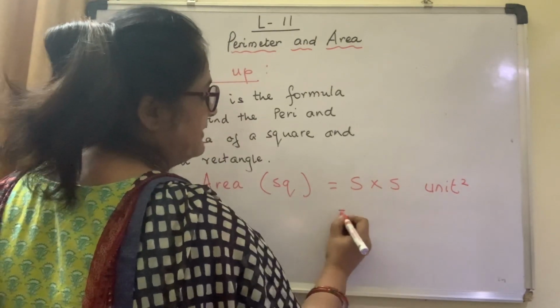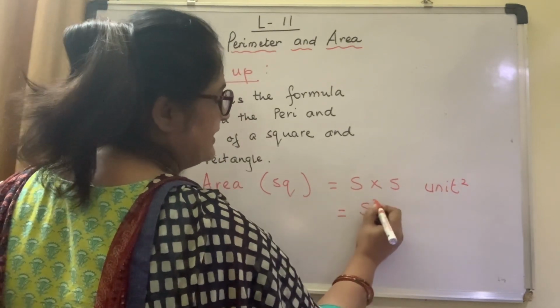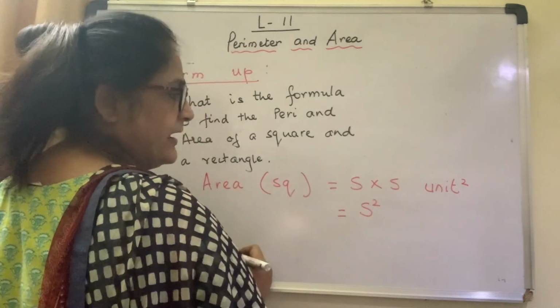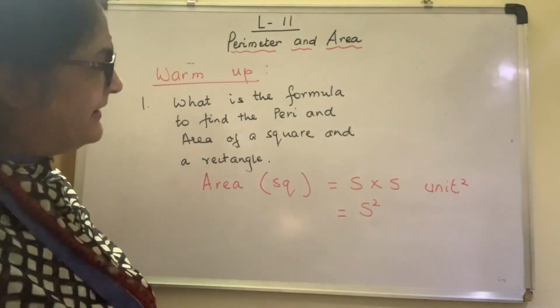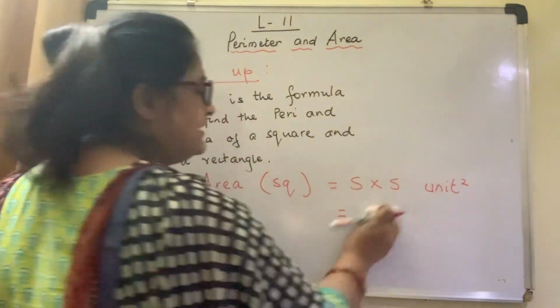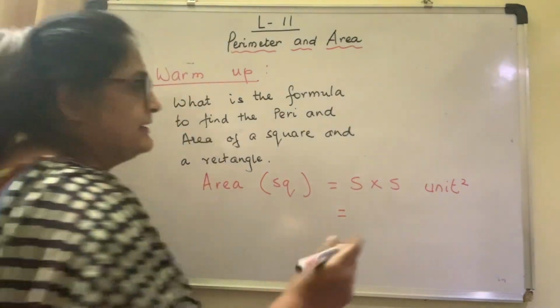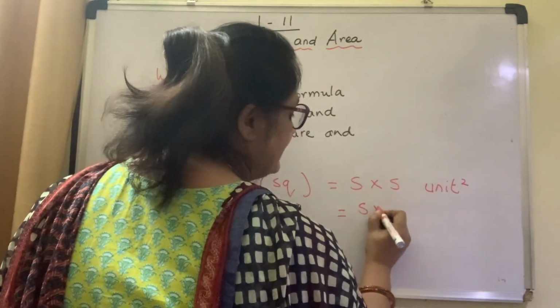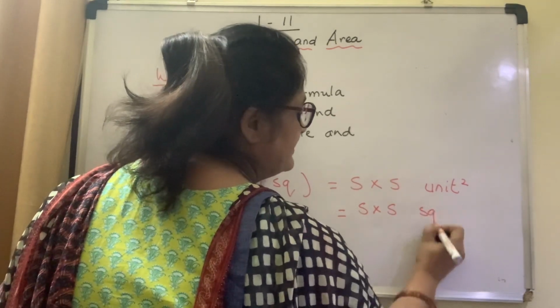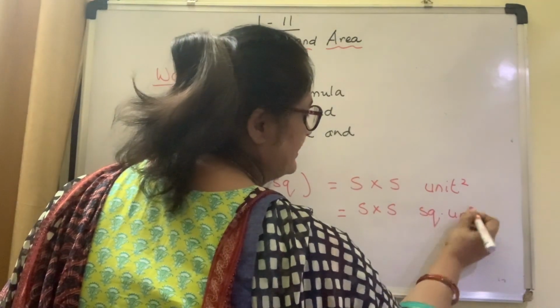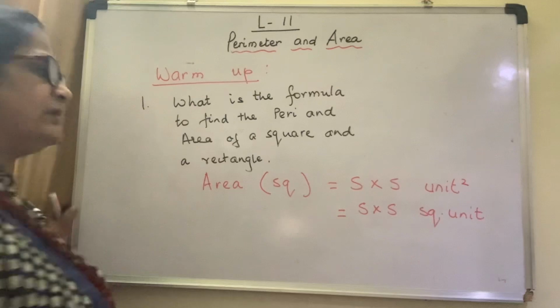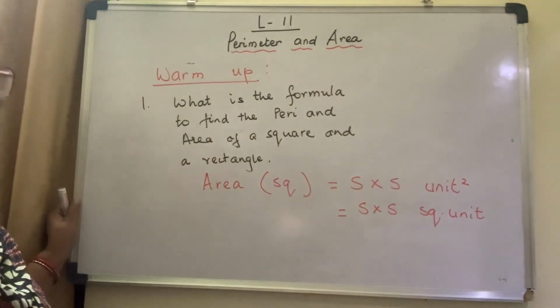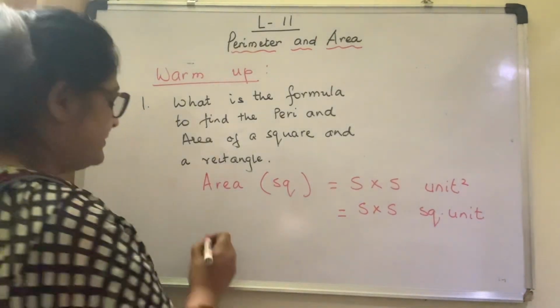Side multiplied by side can also be written as side square, or write it as side multiplied by side only, and unit can be written as side multiplied by side, square unit. It is also known as square unit. Okay.